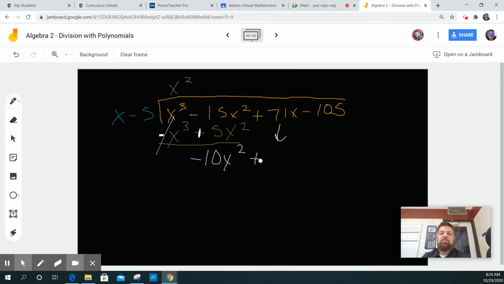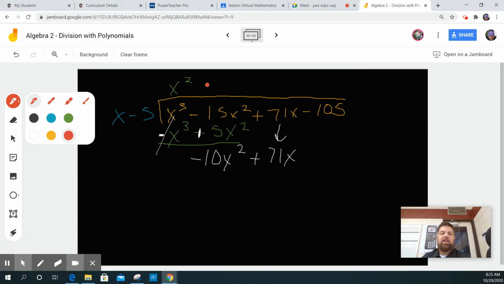Now I'm going to drop down the positive 71x. But again, I'm going to think to myself, what do I multiply this by to get this? Well, I'm going to multiply it by negative 10. That's how I get the 10. And then I have an x to the first power here. I'll need an x to the first power here, because that's how I get 10x squared. I need two x's.